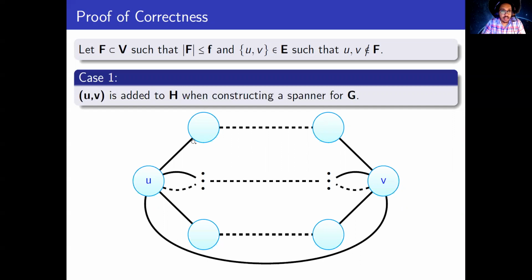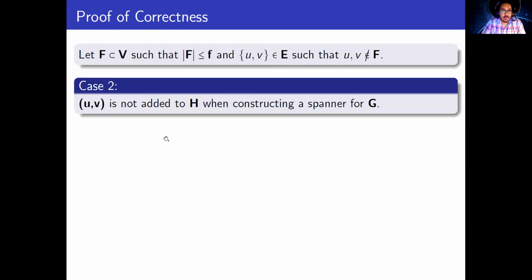In the second case, we have that we did not add UV to the spanner. This means that at the time the algorithm considered UV, the LBC approximation algorithm returned no. What does that mean to us? It means that there was no set of fewer than F vertices, which when removed from H, broke all less than or equal to T hop paths between U and V. This means that we can fail all vertices in F, and there will still be a less than or equal to T hop path between U and V.